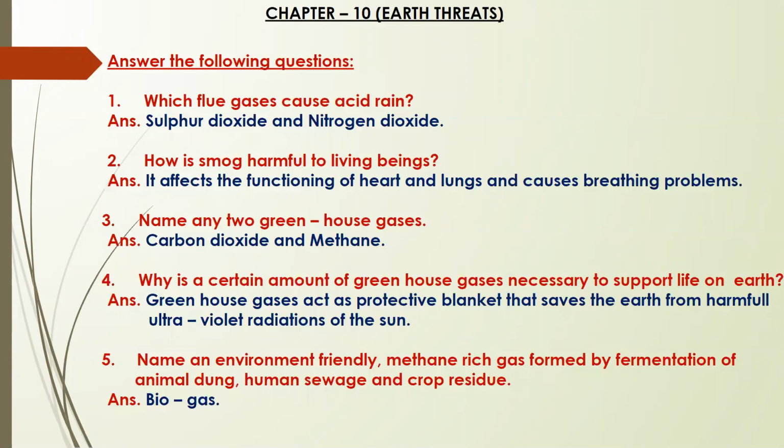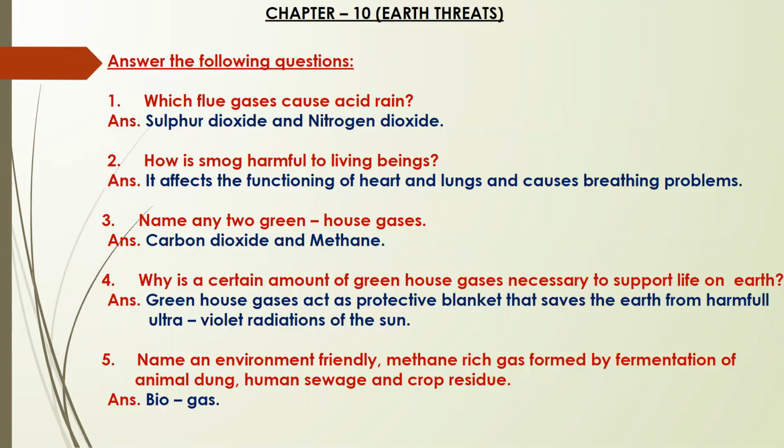How is smoke harmful to living beings? It affects the functioning of heart and lungs and causes breathing problems. Third, name any two greenhouse gases. These gases are carbon dioxide and methane. Fourth question, why is a certain amount of greenhouse gases necessary to support life on Earth? Greenhouse gases act as a protective blanket that saves the Earth from harmful ultraviolet radiations of the sun.